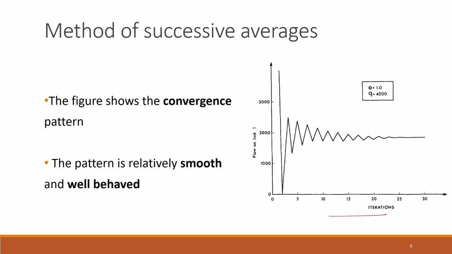But the pattern is still relatively smooth and well behaved, in the sense that although sometimes the flow on link 1 is increasing and then decreasing and increasing again, we can see that overall, in the average sense, the flow on this link 1 is converging towards a particular value, which is here.